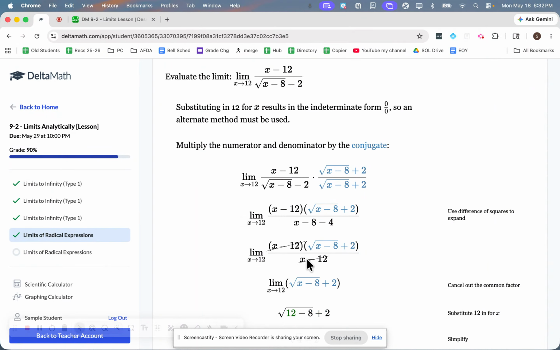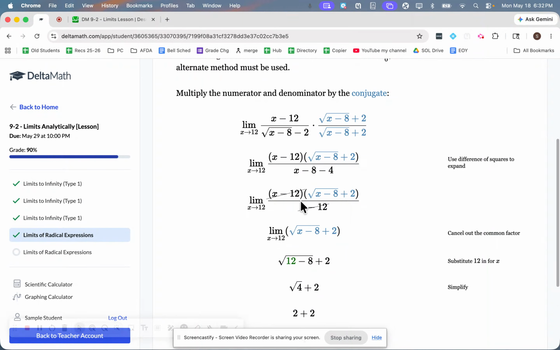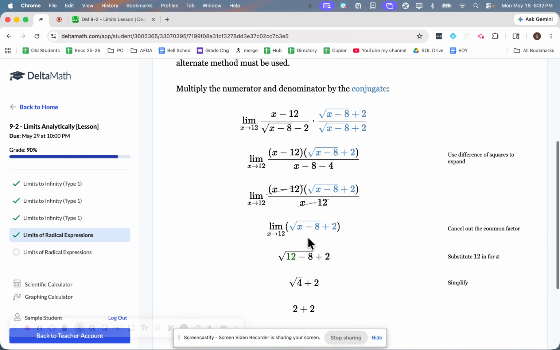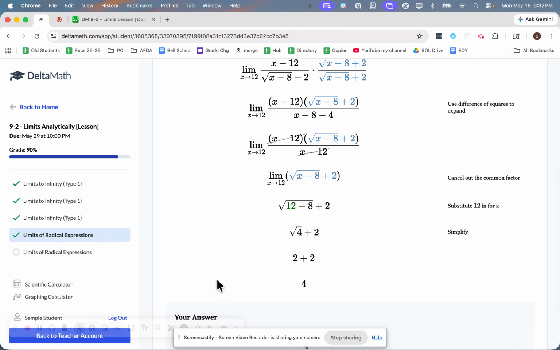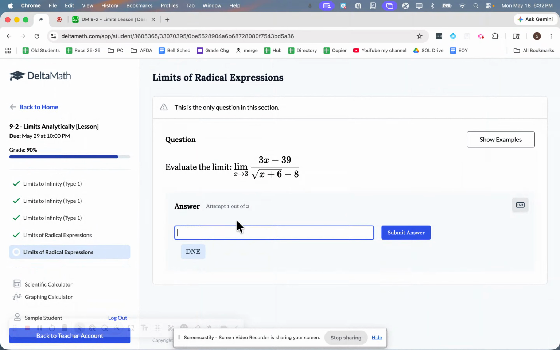Okay. Use the conjugate. This is the magic cancellation of the x minus 12 over x minus 12. Okay. Last problem. That was the hardest one of this set. But same thing. First order of business, see if this evaluates to a definite value. And if it does, you don't have to do that crazy conjugate rationalization thing. It's just kind of what that number is.